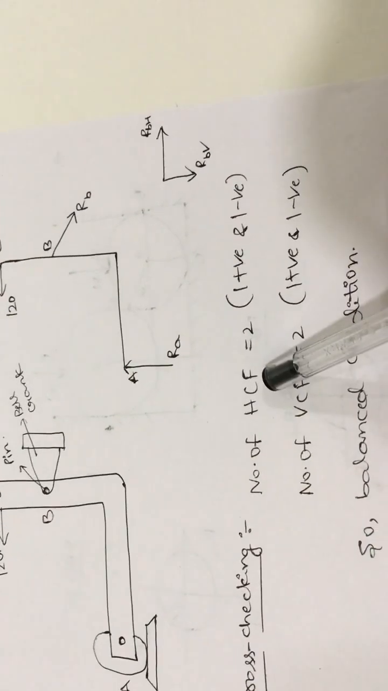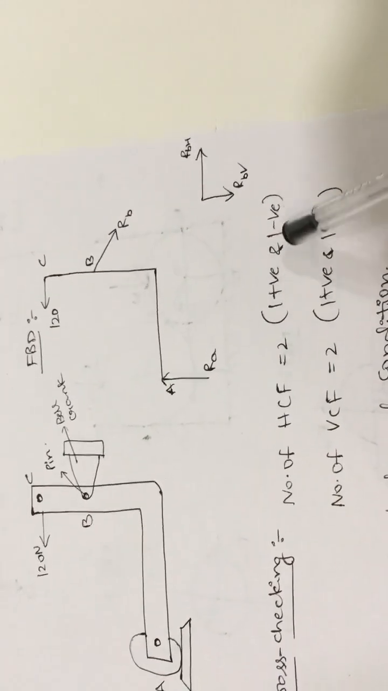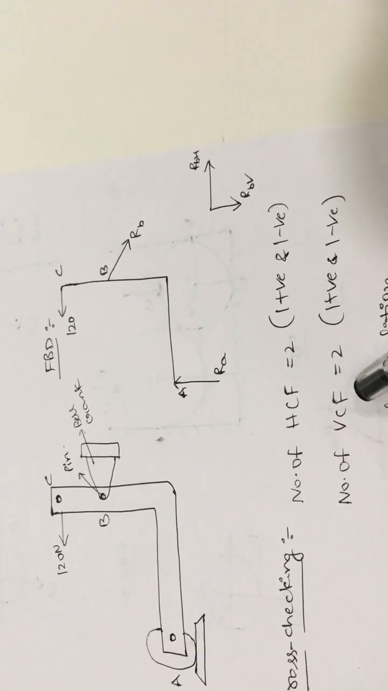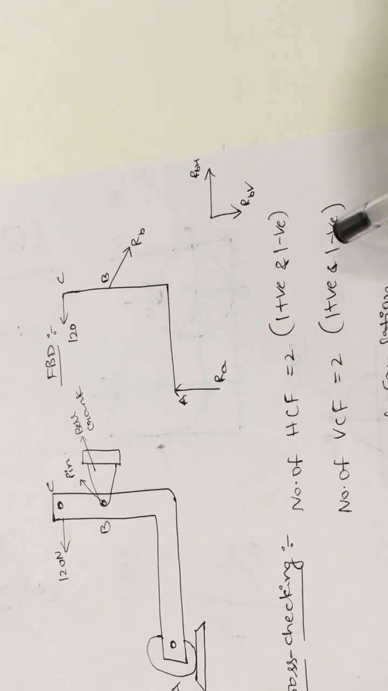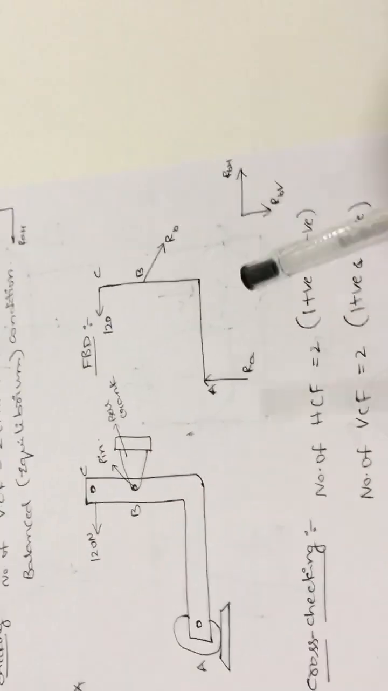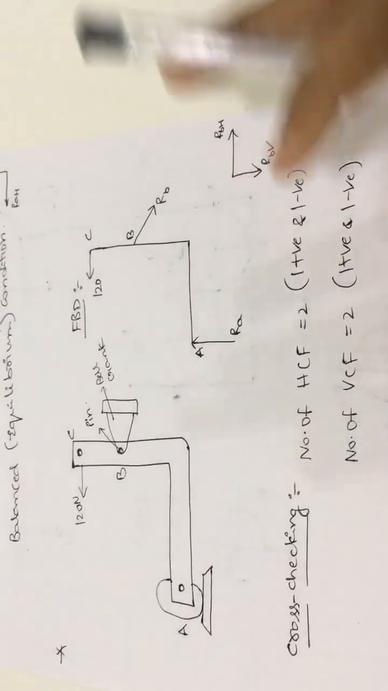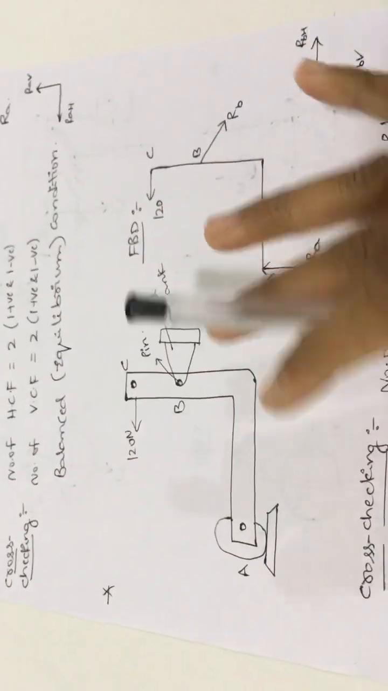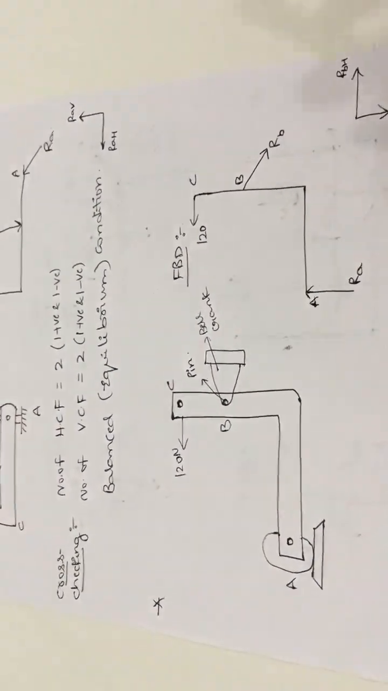So number of horizontal components is equal to 2, one is positive and one is negative. So both are balanced. And again number of vertical components is equal to 2, one is positive and one is negative, both are balanced. So all the components are in the balanced condition and our body is in the equilibrium condition. So our free body diagram is right.